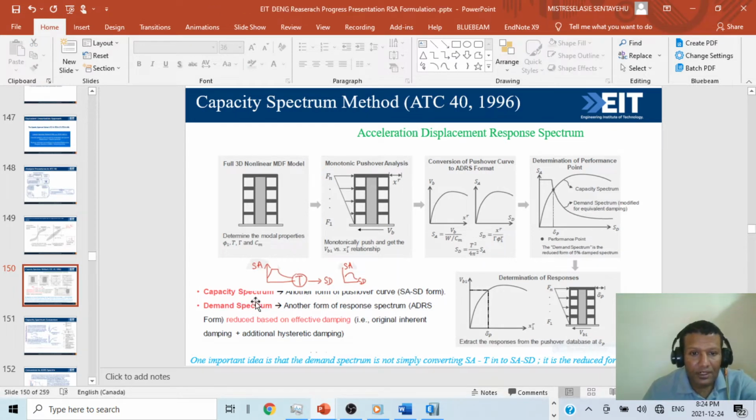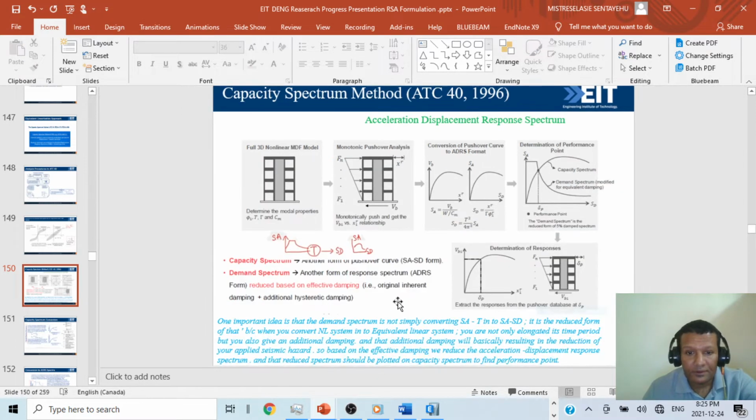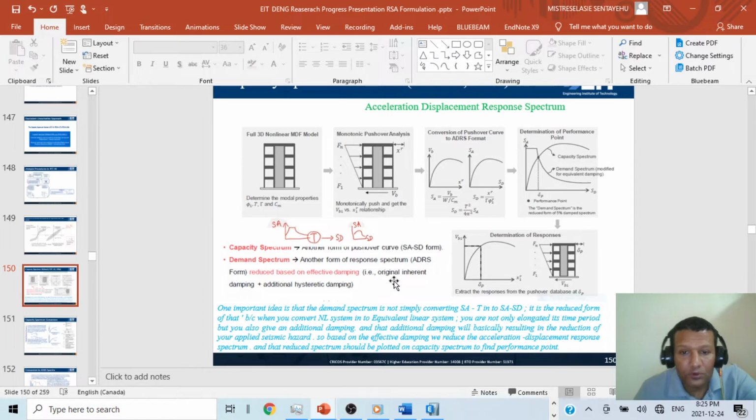So capacity spectrum is spectral acceleration versus spectral displacement, the pushover curve. Then the demand spectrum, because for the demand we put our limit, is another form of response spectrum, reduced based on effective damping. We will see what effective damping is. It is the original inherent damping plus additional hysteretic damping.